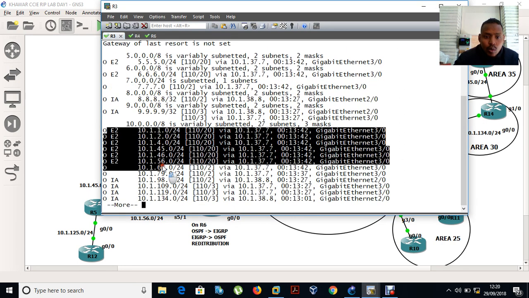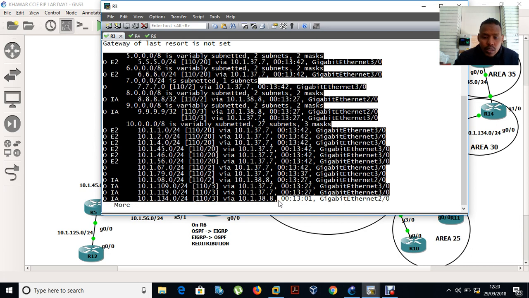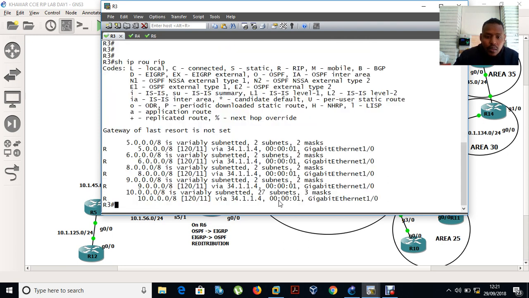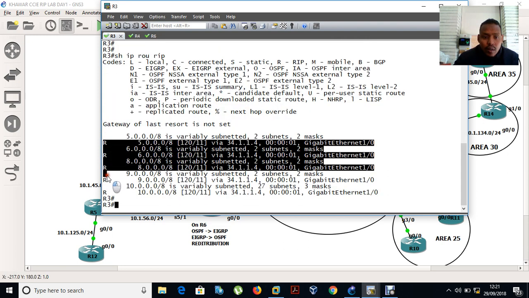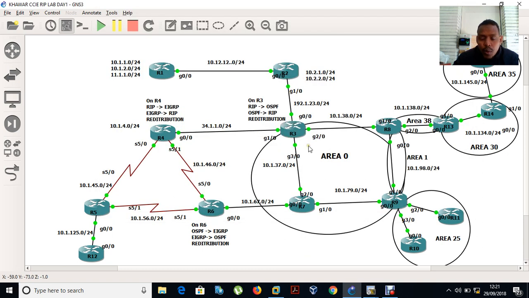These are external to OSPF, and these are OSPF. But if I go to the same router and show IP route RIP, then I have the RIP table right here as well. You see R here, and OSPF is O. So these two protocols don't have routing interaction. How are you going to interact the different routing protocols so you can have end-to-end reachability?